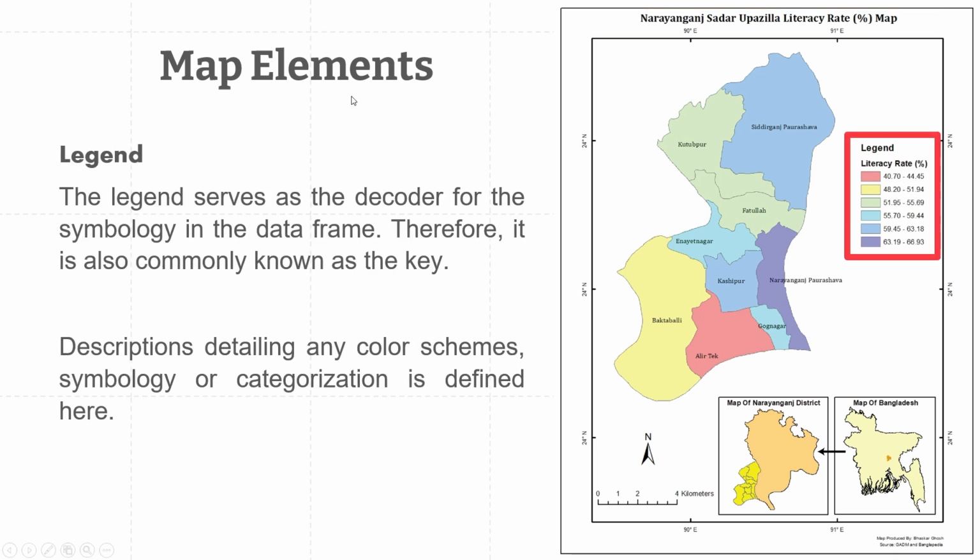Then let's talk about the legend. The legend serves as the decoder for the symbology in the data frame. Therefore, it is also commonly known as the key. Descriptions detailing any color schemes, symbology, or categorization are defined here. On the right side of the map, we can see the legend of literacy rate in percent.